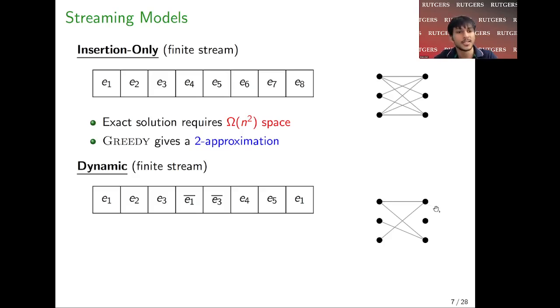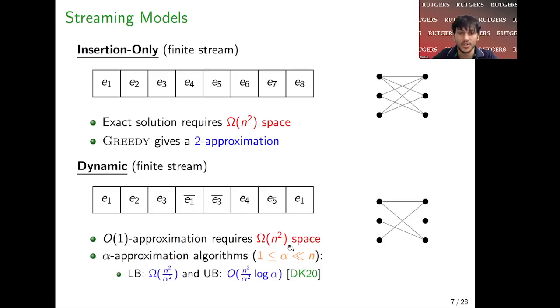So in our case, it's vertex cover. And a constant approximation needs n squared space. This lower bound still holds here, so even a constant approximation needs n squared space in this model. And so, okay, what is the next step? You can think of an alpha approximation, where alpha can be anything between 1 and n. And Assadi, Khanna and Li gave a lower bound of n square over alpha square bits for this problem, and an upper bound of n square over alpha square times log alpha bits. So you can see that there's a gap of log alpha between the upper and the lower bound.